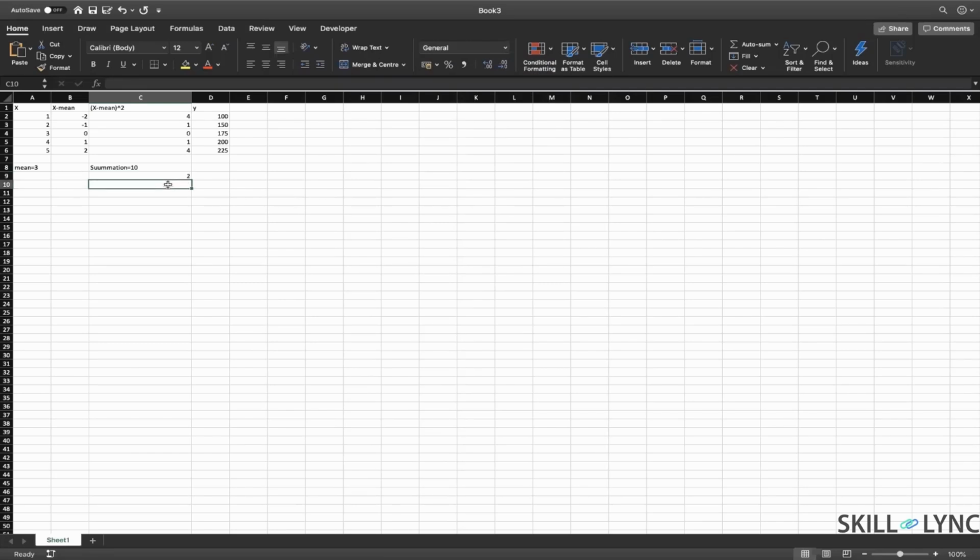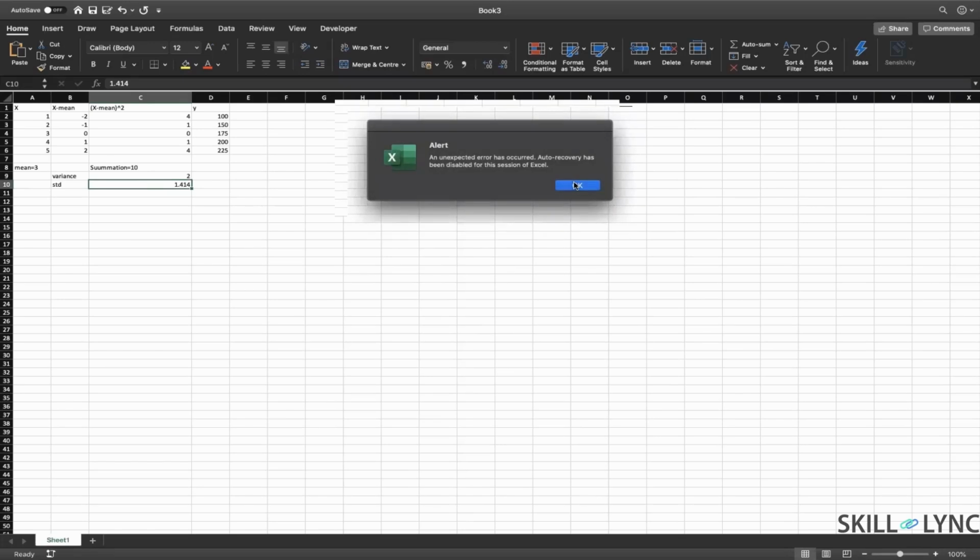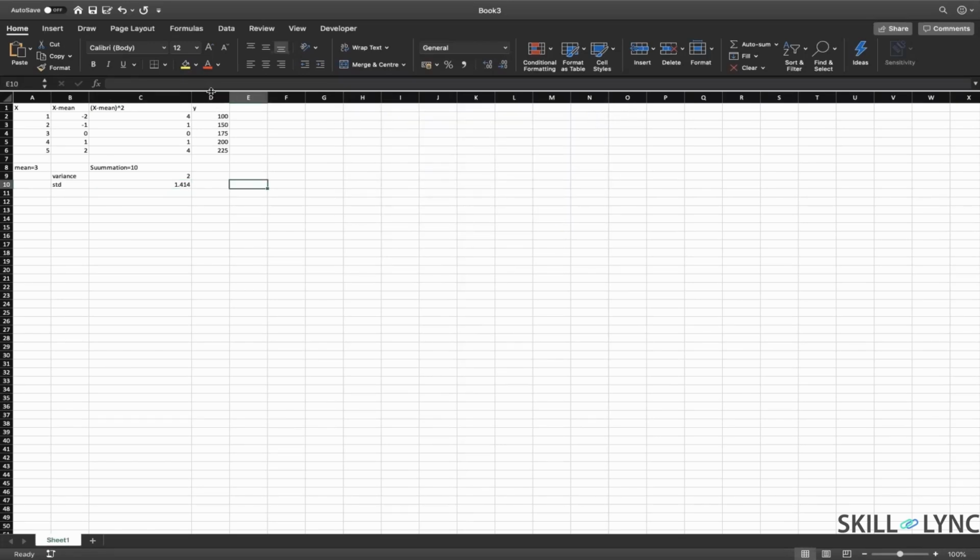Now, this is the variance, right? So what will be the standard deviation? Square root of 2, which is 1.414, right? So now we have the mean, we have the standard deviation also, right? Can you guys please calculate the mean and standard deviation for this Y? Can you please quickly do it, guys?